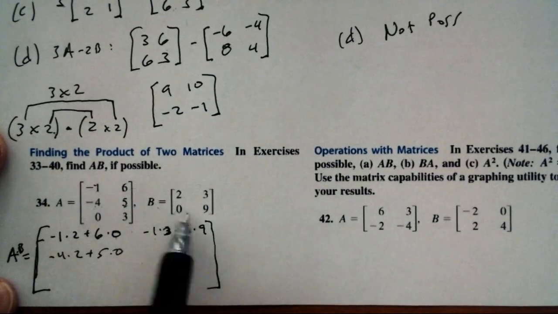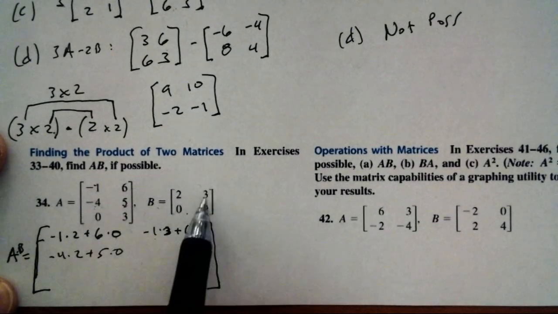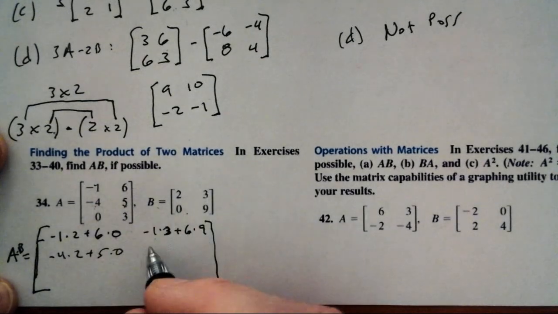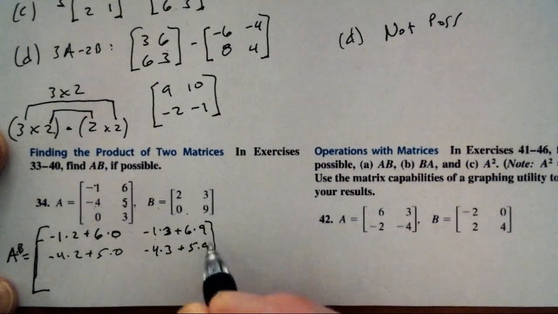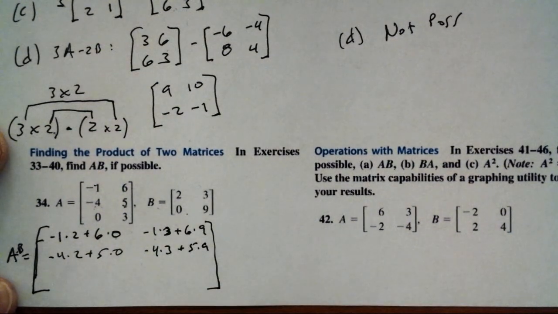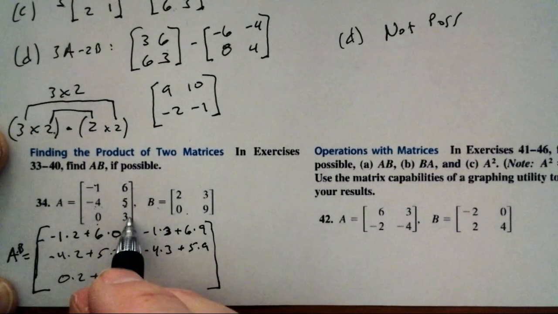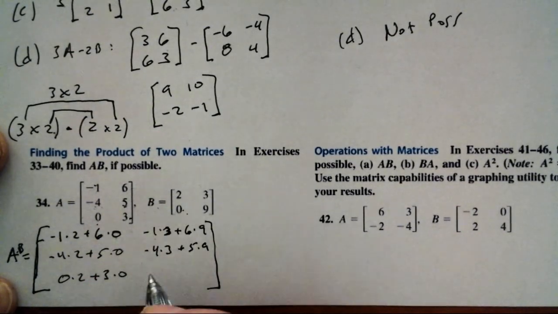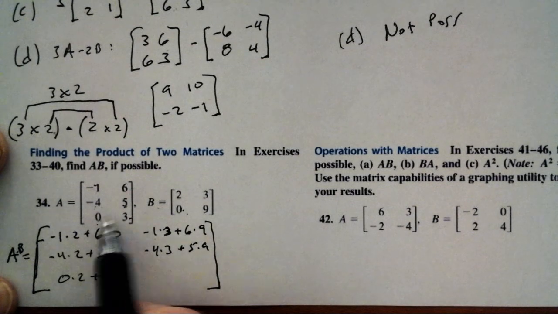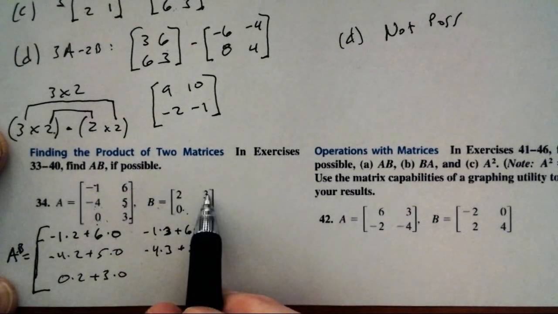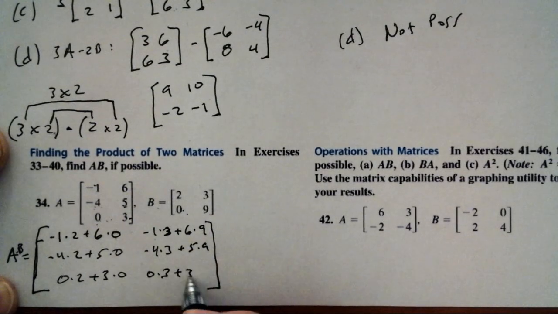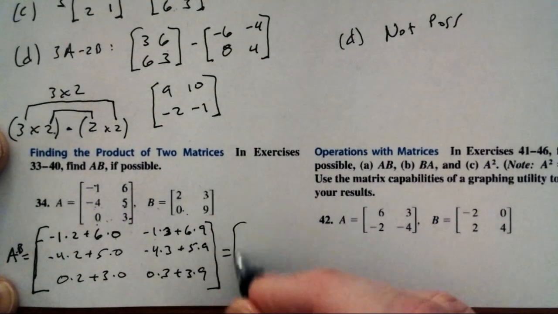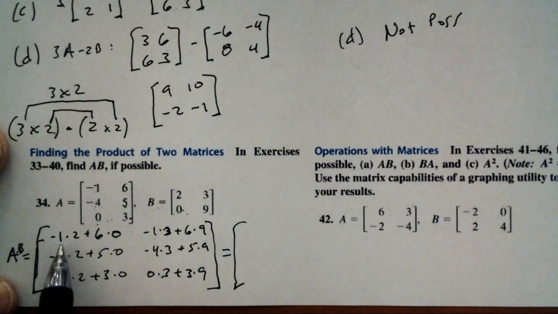Row 2, column 2: -4 times 3 plus 5 times 9. 0 times 2 plus 3 times 0. We like zeros in these. And row 3, column 2: 0 times 3 plus 3 times 9. And now we just have some easy computations.